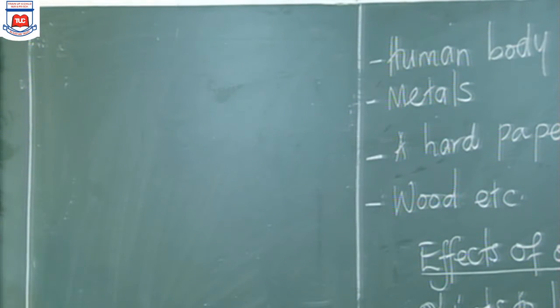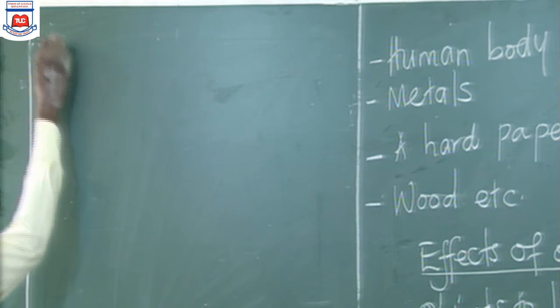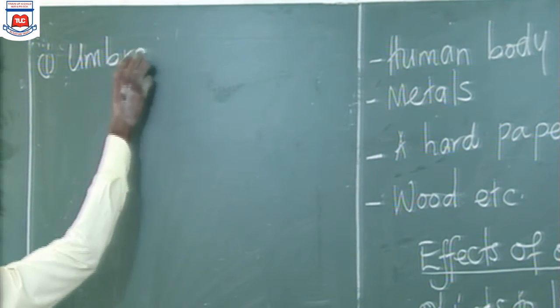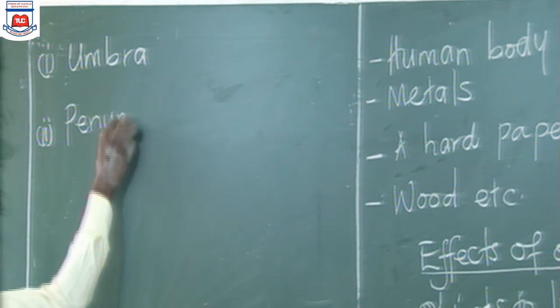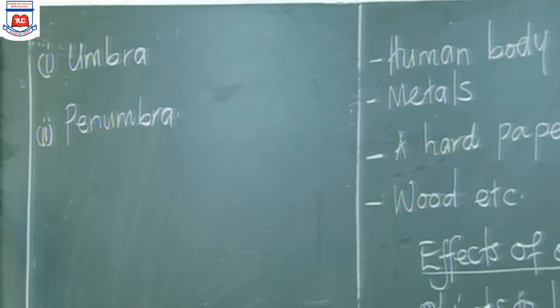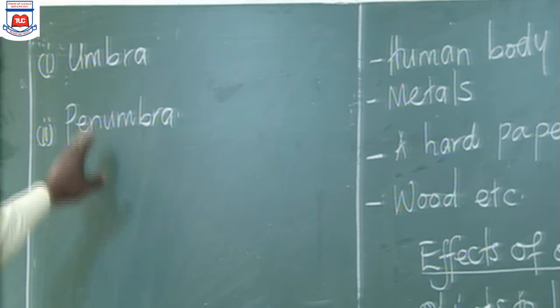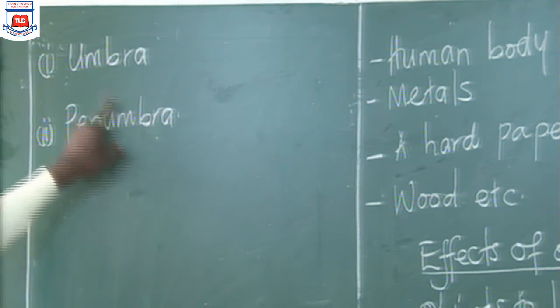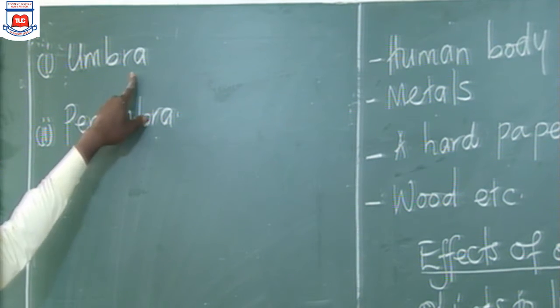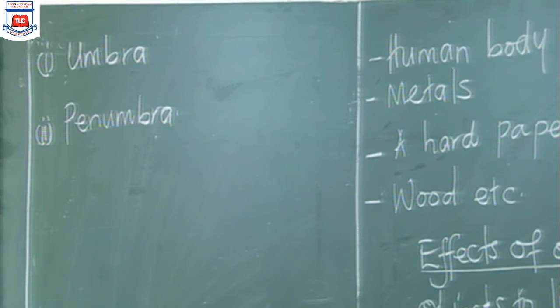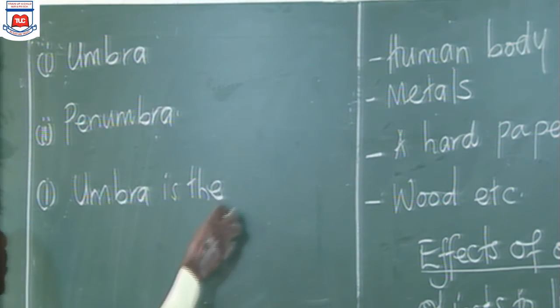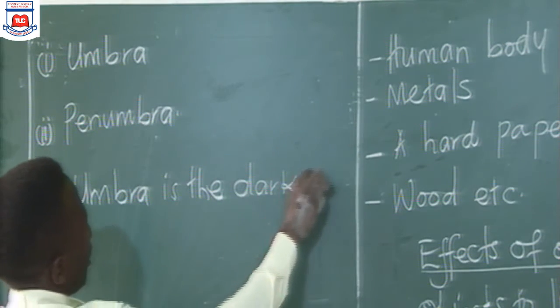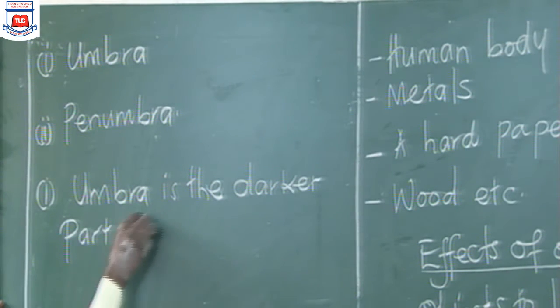So the parts of the shadow include, Roman 1, the umbra, then Roman 2, what we call penumbra. Basically these are the two parts of a shadow: umbra and then penumbra, of course with letter U, not A. So what's umbra? Umbra is the darker part of a shadow.